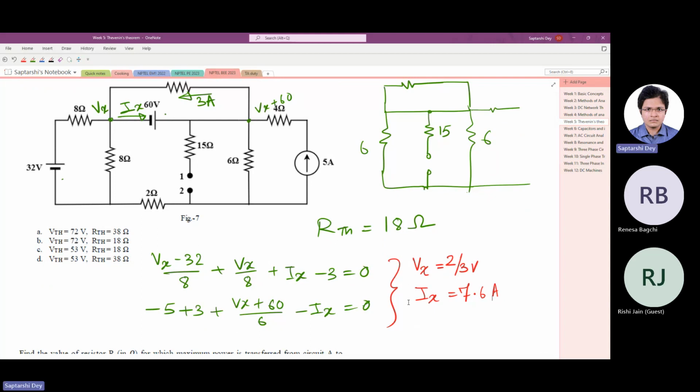Okay, let me see. 60 plus 2/3. I'm not solving, okay, I have a solution. From there, I'm taking the values. 6 minus 5 plus 3. No, looks like Ix will be somewhere around 8. Let me see if they are correct.